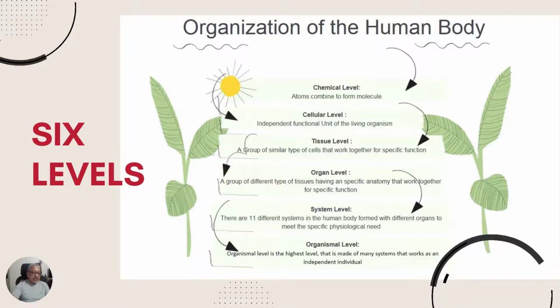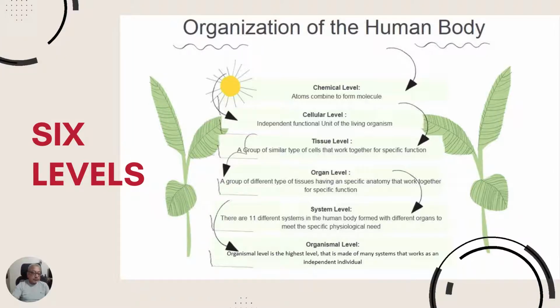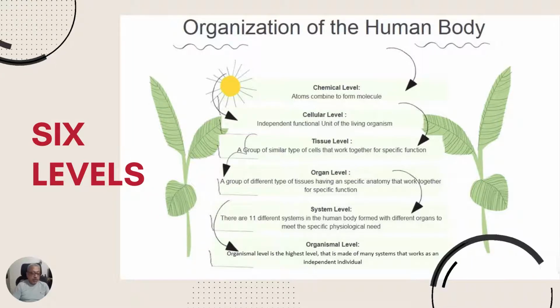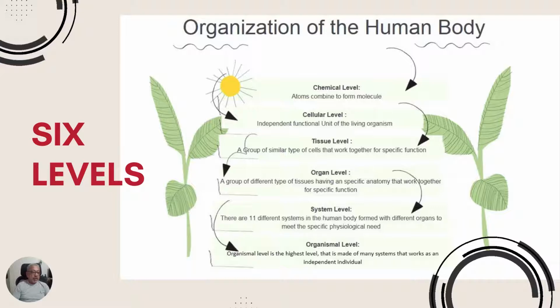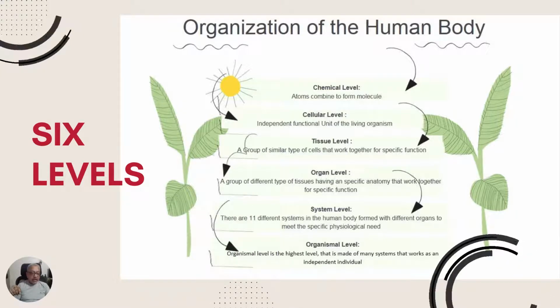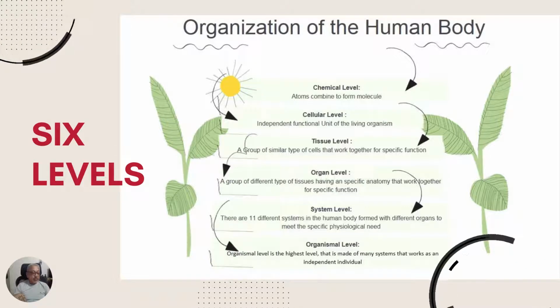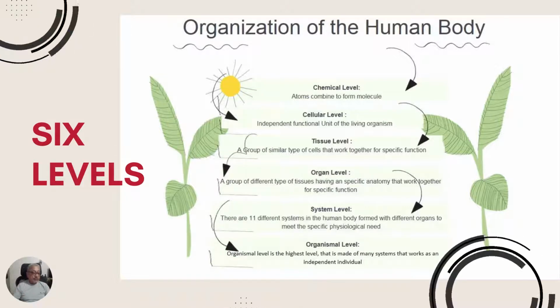Now, an organ is a structure of the human body that is composed of different types of tissues. For example, the heart is an organ that contains epithelial tissue as the innermost layer, muscle tissue in the middle layer, and fibrous connective tissue as an outer layer.